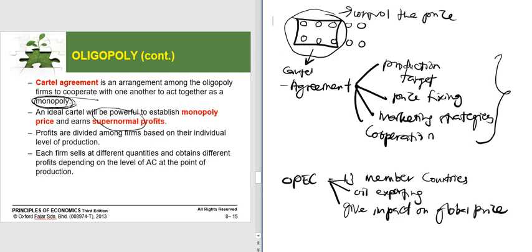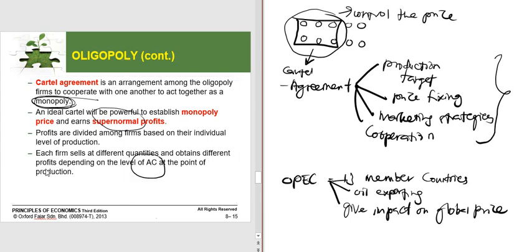That is how powerful OPEC is in terms of fixing the price of oil. Profits are divided among the firms based on their individual level of production. Each member country or each oil producer can have their own profit, depending on the cost of production. So if you look at the last statement here, each firm will sell different quantities and obtain different profits, depending on the level of average cost at the point of production.